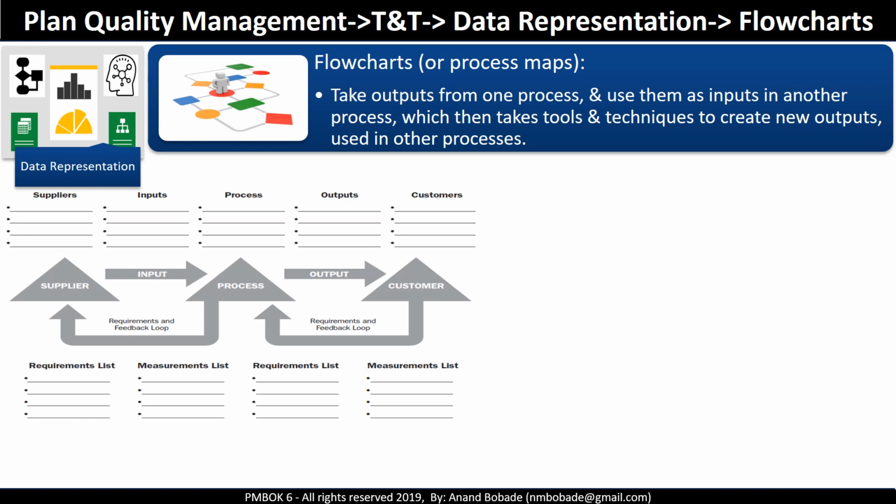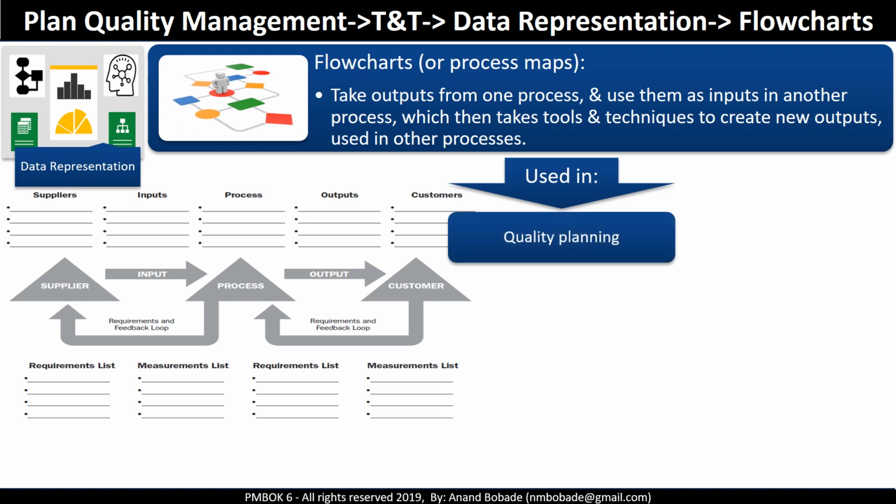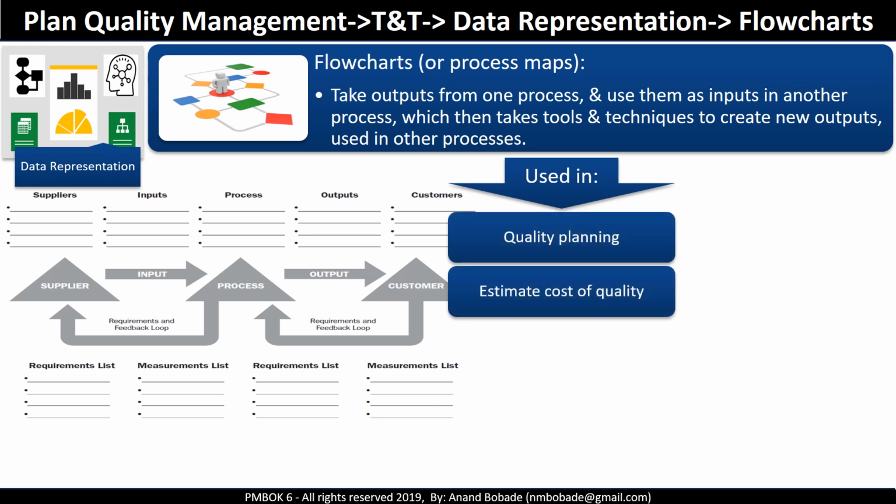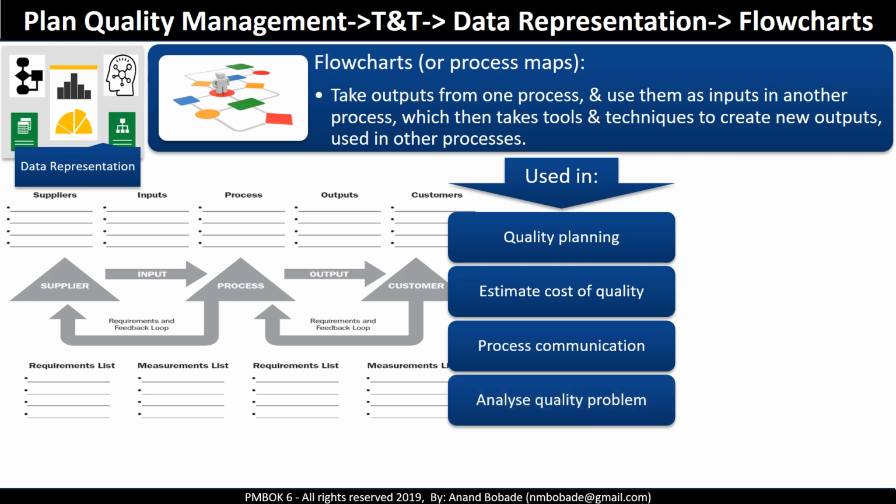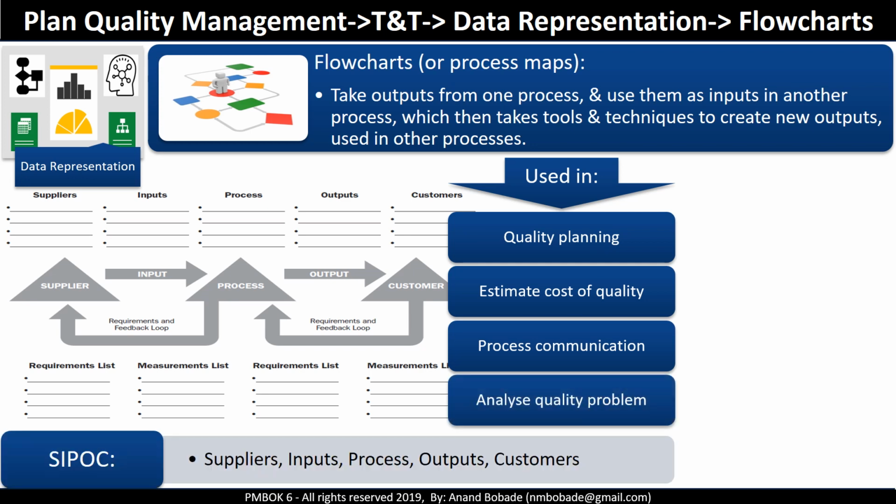They are useful in understanding and estimating the cost of quality for a process. Flowcharts can be used in quality planning, to estimate cost of quality, process communication, and to analyze quality problem. They are sometimes referred to as SIPOC diagrams, SIPOC: supplier, input, process, output, and customers.